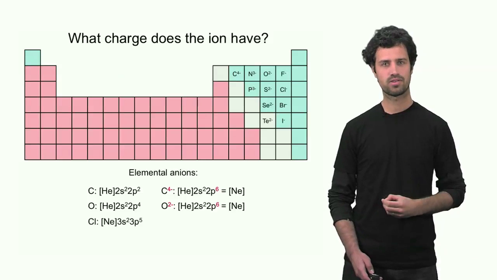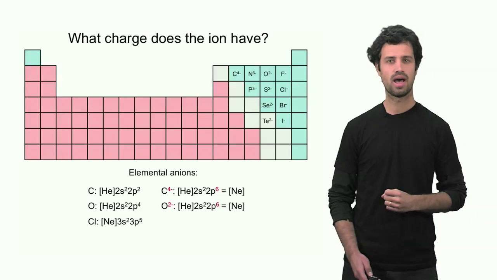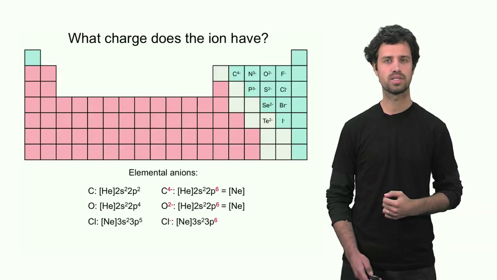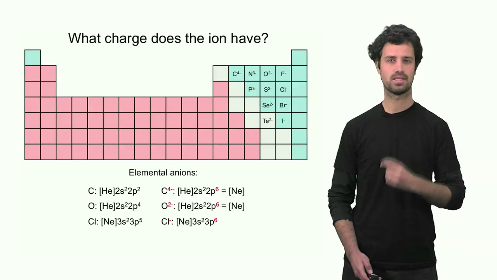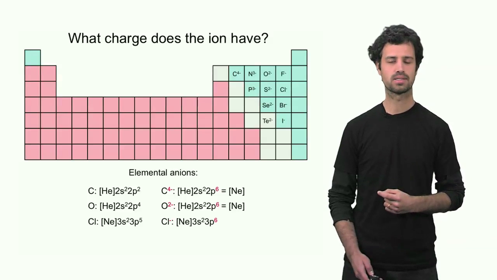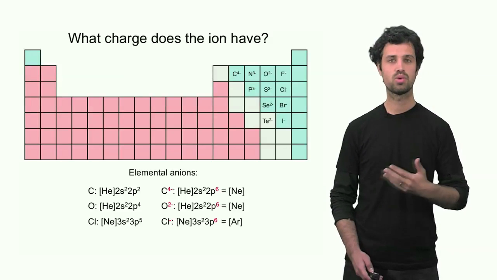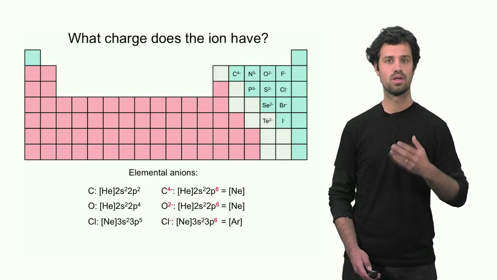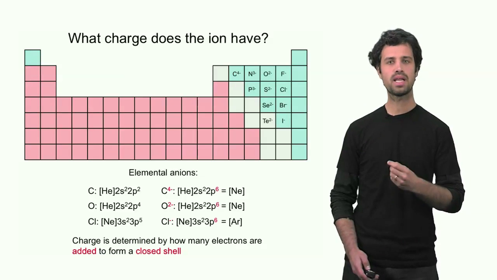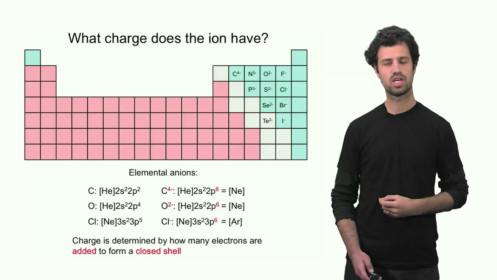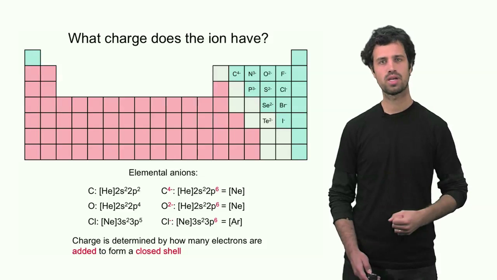Chlorine has 5 electrons in the 3p subshell. If I add 1 more, I create a closed shell arrangement. In the process, I generate a Cl- ion, chlorine minus. And the chlorine minus has an electron configuration which is similar to argon. So, the charge of the anion is defined by how many electrons have to be added to generate a closed shell arrangement. Let us now look at the cations.